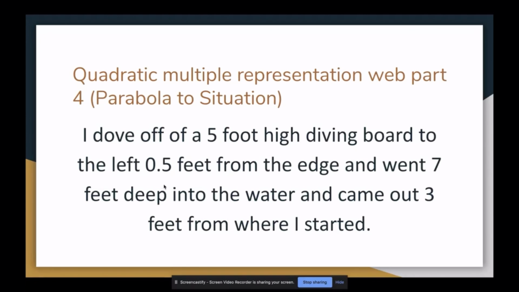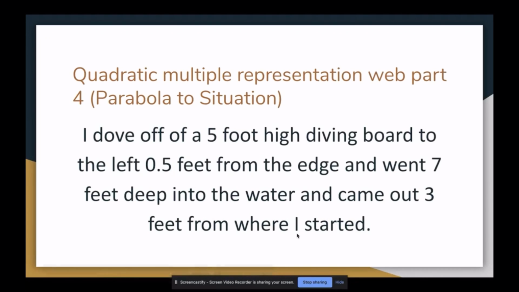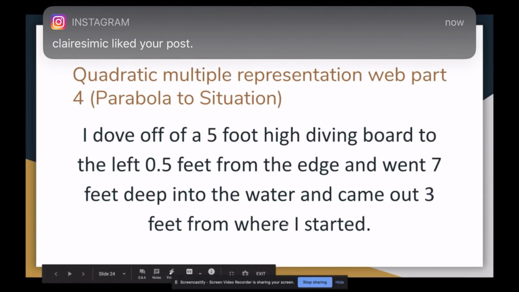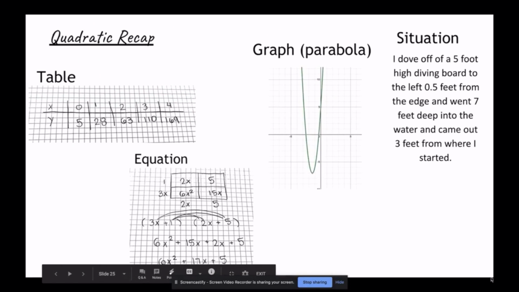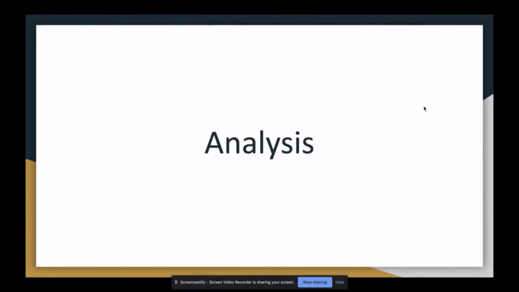to the left, because it's a negative, 0.5 feet from the edge, because that's one of your x-intercepts. And we went down to the deepest of 7 feet deep, because that's your vertex, into the water, and came out 3 feet from where you started, which is your second x-intercept. And that's our situation. And here's a recap of everything I just explained, which is the table, the equation, the parabola, and the situation. And now here's the analysis.